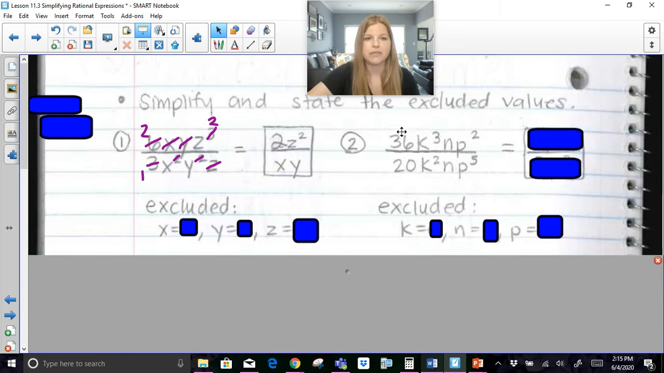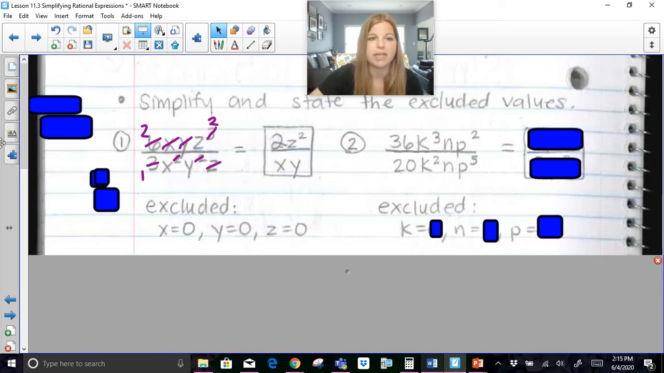So now the excluded values. What's interesting about this is anytime you have a monomial, this only works when you have a monomial, all of the excluded values, the x, y, and z, because remember it's got to come before you simplified it, will always be 0. Because the moment one of those is 0 and then it gets multiplied by everything else in that denominator, it's going to become 0. So whenever it's a monomial in the denominator, you'll see the next one is just like that. All the excluded values are 0.